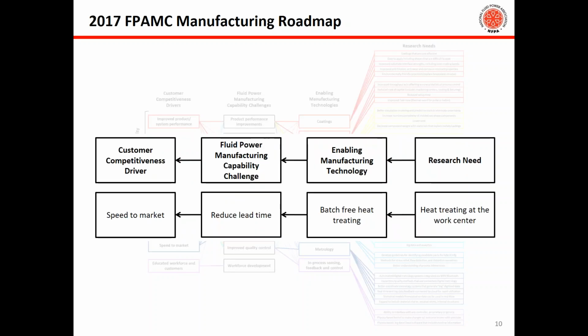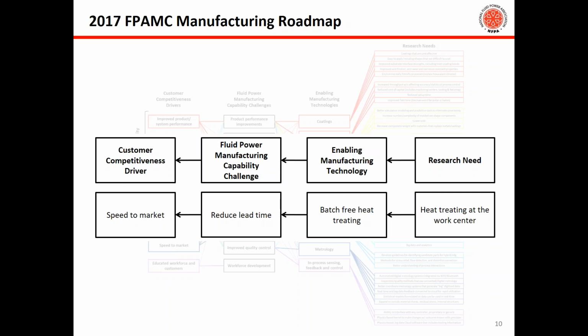And to help put that in a little bit clearer context, perhaps, here's a simple example from the manufacturing roadmap. Again, starting on the left-hand side of this flow chart, we start with the need of the customer. They want their machines to go to market more quickly. That's a competitiveness driver for them. One way that fluid power can help make that happen on the manufacturing front is to reduce its lead time associated with the delivery of fluid power products. So that's a manufacturing capability challenge.